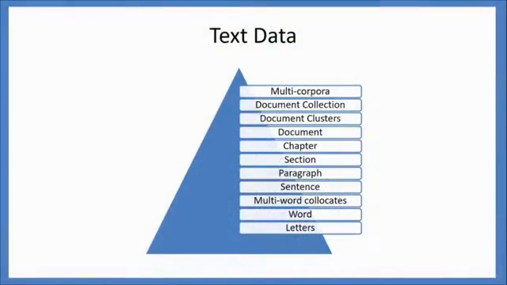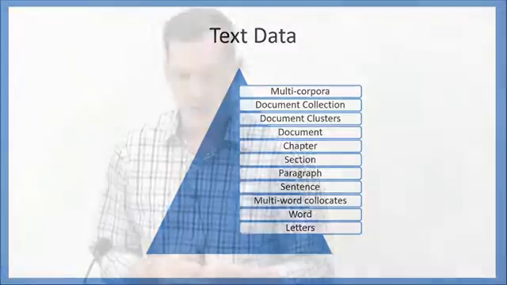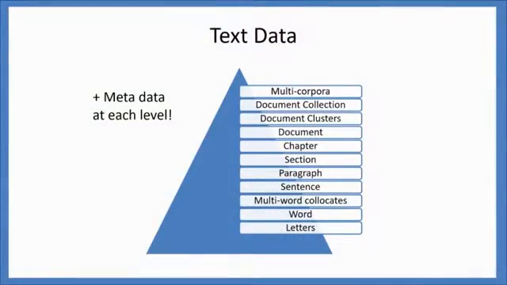What types of texts are we talking about? Multiple different types of corpora, so multiple collections of data, document collections, clusters, and all the way down to the individual letters and the way that they're formed, the typography. We have a whole scale and range of things that we can look at. And we might also have metadata about each level. So there may be multiple versions of a text. There may be annotations on the text. There may be something about where it was written or when it was written or the language behind it.